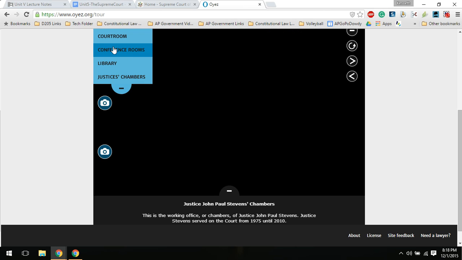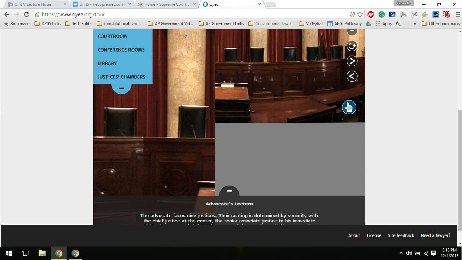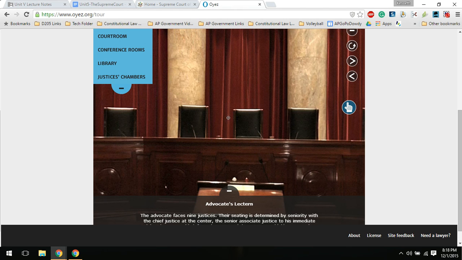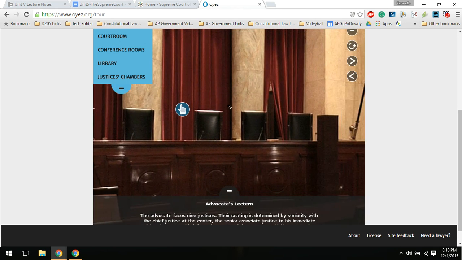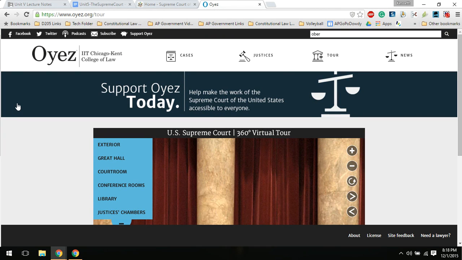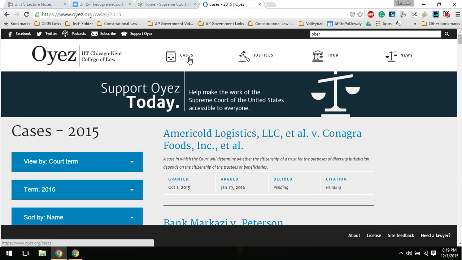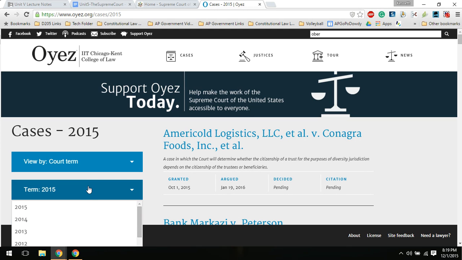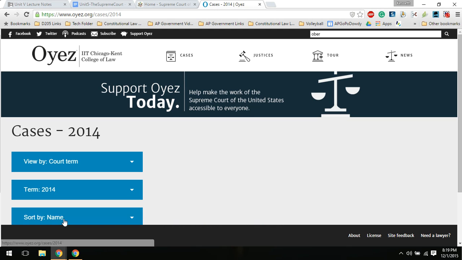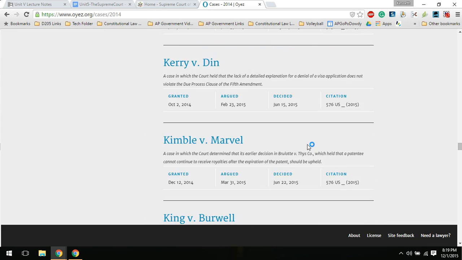So anyways, the courtroom: the justices literally sit in front of you, and the Chief Justice is in the middle, and you come up to the lectern and you make your argument. And they can interrupt you at any time, and we'll look at that a little bit later. But OYEZ is a great website, just phenomenal. And you can look at some of the oral arguments. As you can see, these are all during the 14-15 season.